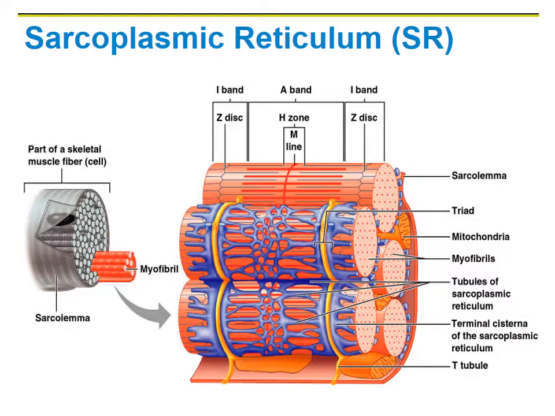Each cell is packed with these myofilaments. Laying on top of the myofilaments is a membrane-bound organelle called the sarcoplasmic reticulum, which stores and releases calcium ions. Overlapping the sarcoplasmic reticulum are T-tubules, which are extensions of the plasma membrane, or sarcolemma.